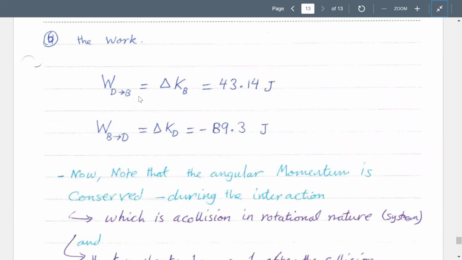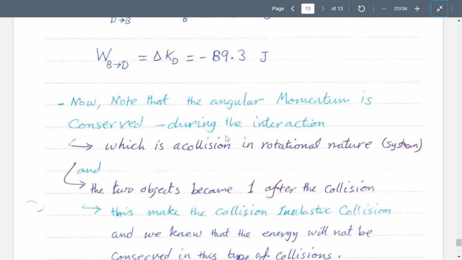What about the work? The work is the change in kinetic energy. There is work done on the ball, and there is work done from the ball on the disk, and they are the change in kinetic energy for each of them, which is 43 joules and 89 joules.